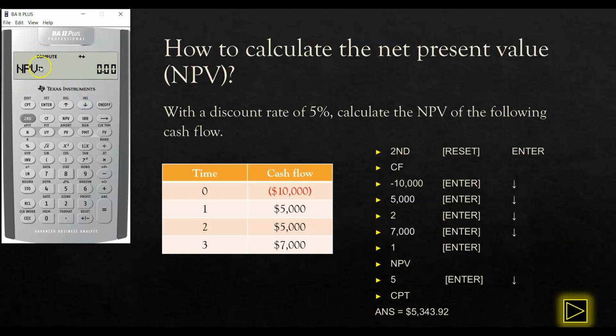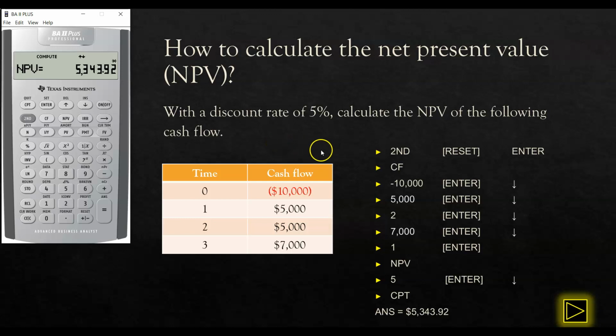Now on the screen, you should see NPV equal to 0. That's because we haven't done our calculation yet. So what you do here is hit the CPT button, and this is how you calculate the NPV with this cash flow and a discount rate of 5%. So hopefully this is clear to everyone. That's how you use the cash flow worksheet to calculate the NPV.